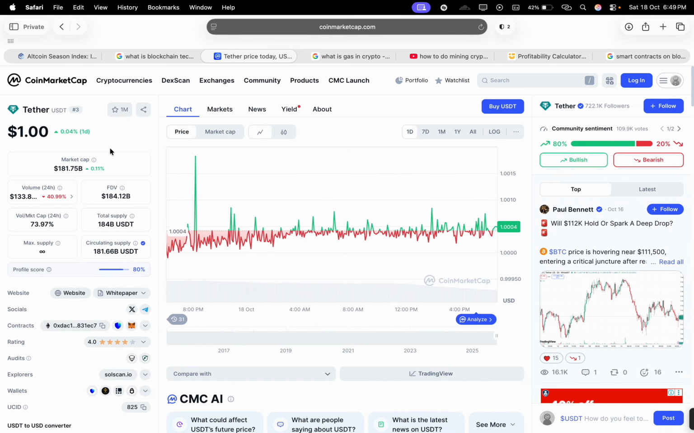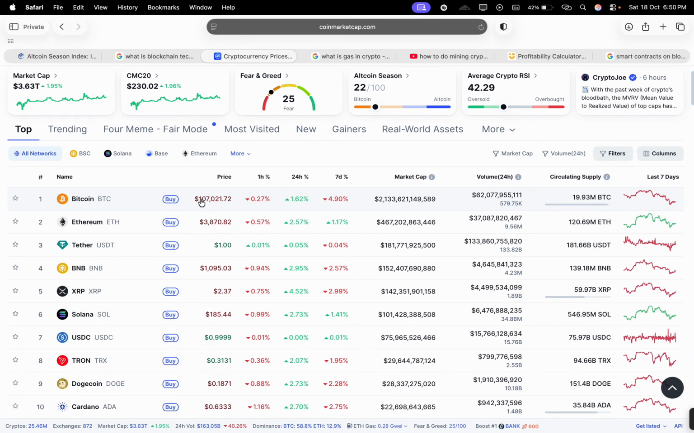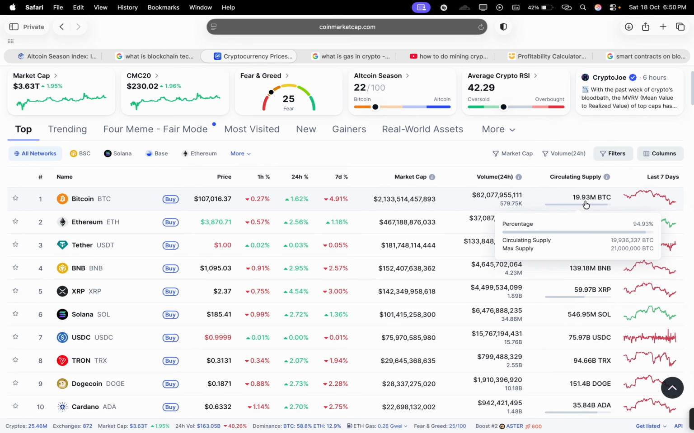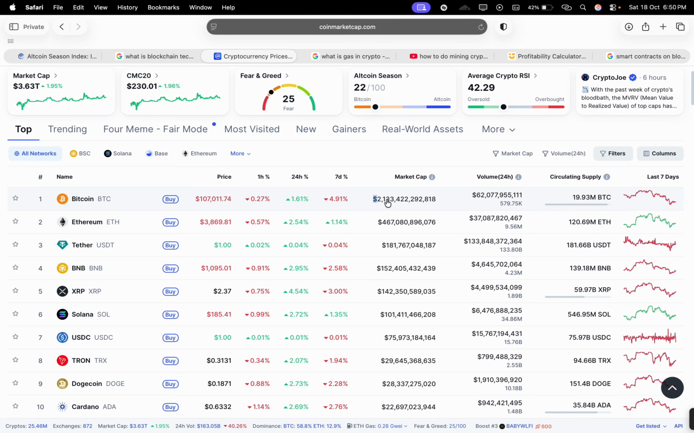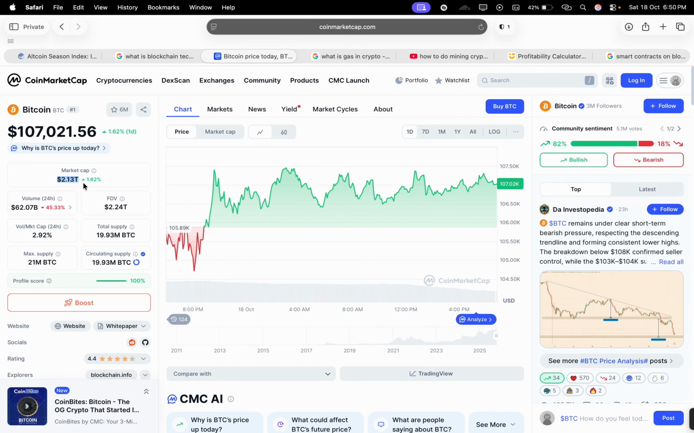So you can see here what is market cap. If you multiply the price by the circulating supply, you will get the market cap. So 181 billion is multiplied with $1, that is your 181 billion market cap. Same applies to every cryptocurrency. So Bitcoin, you can see the price is around $1 lakh, and if you multiply this by the circulating supply, 19 million Bitcoins are in the market, you will get the total market cap. This is the total worth of the crypto. So Bitcoin's total worth is $2.13 trillion currently.